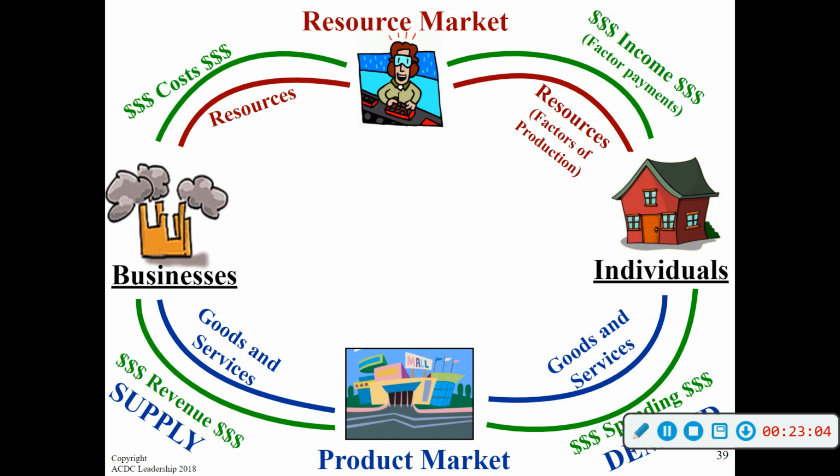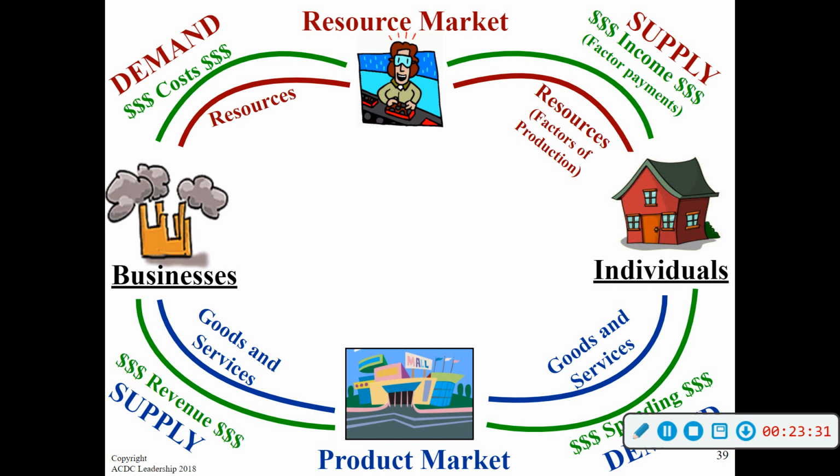So when you go to Walmart, businesses supply the goods and services, individuals demand the goods and services. When you go to work, you supply your labor to the resource market because you are offering your job, your labor, your human capital, your skill sets. Businesses demand labor from the resource market. And so they, in turn, give you a paycheck or a wage.